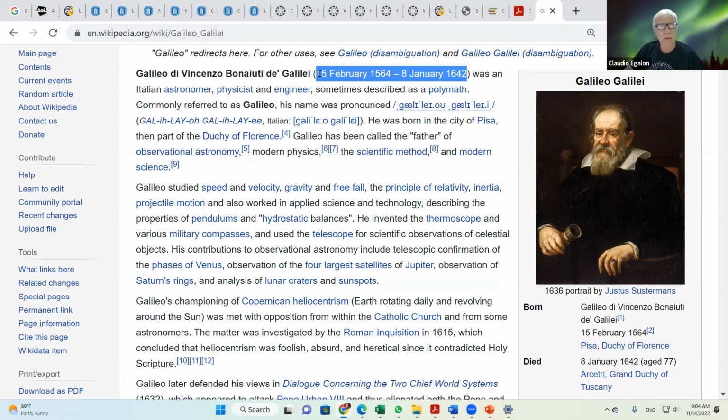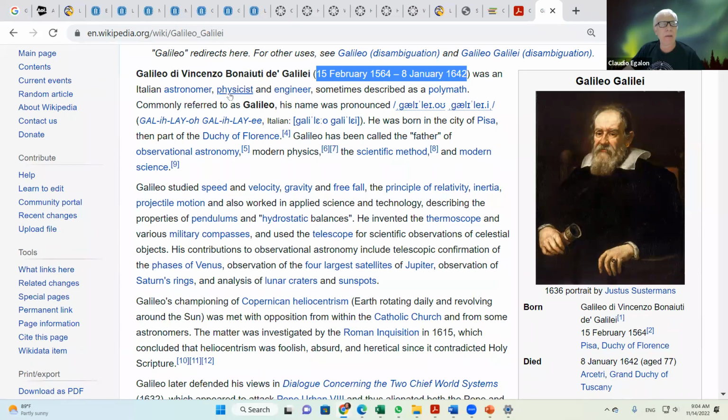He lived during the ages of discovery, when the European countries, mainly Portugal, Spain, England, and the Dutch, were navigating around the world, discovering new lands and settling them. The Portuguese were the first ones to do that, but he was living during that time.